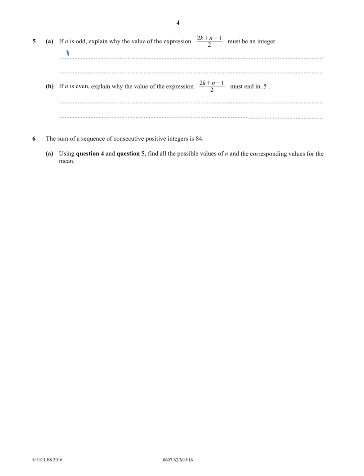So in mine, I've put, if n is odd, then 2k plus n minus 1 must be even. So then, when you divide by 2, it gives an integer answer.